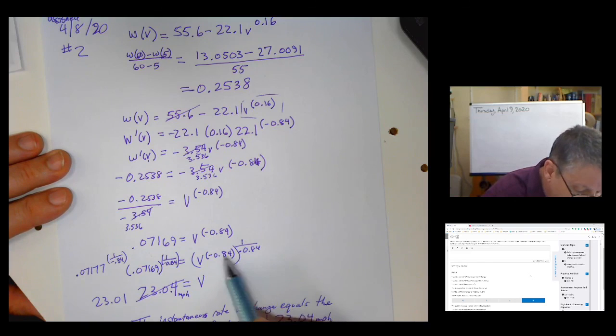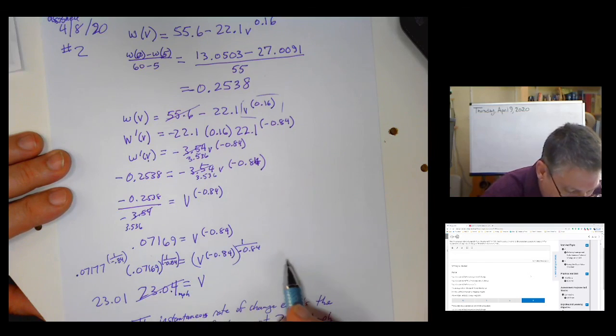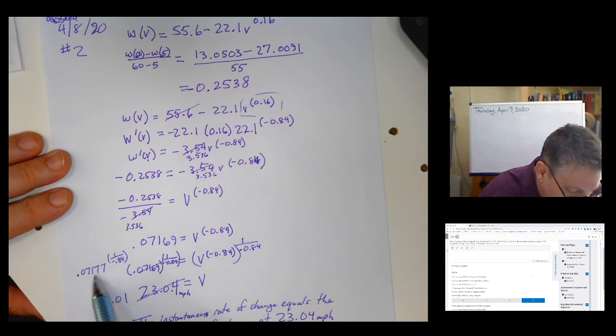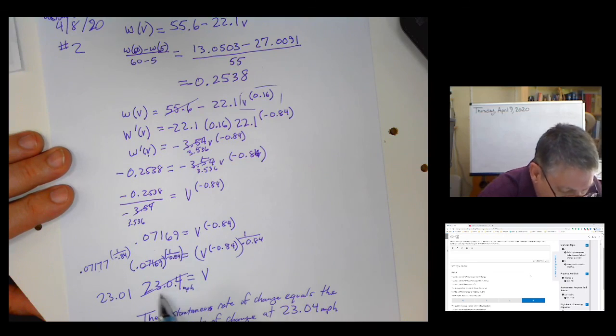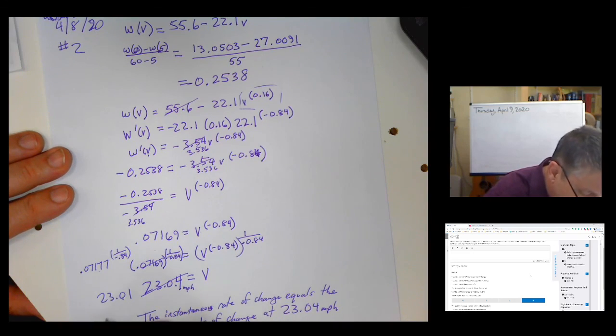And when you multiply that times that, it all disappears and becomes 1, right? And then you got to take this one to the 1 over negative 0.84 power as well, because you got to do the same thing to both sides. And instead of 23.04, we get 23.01, which is actually the right answer by the book. So that is the walkthrough on that.